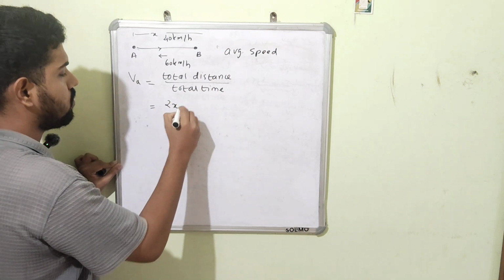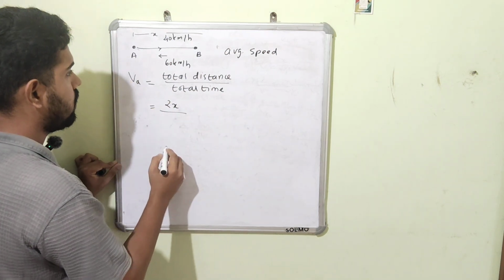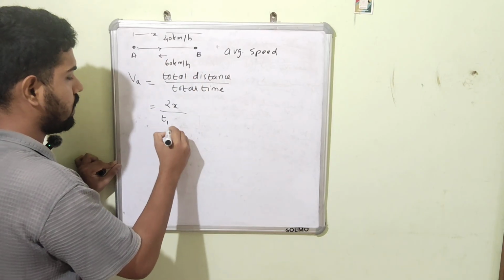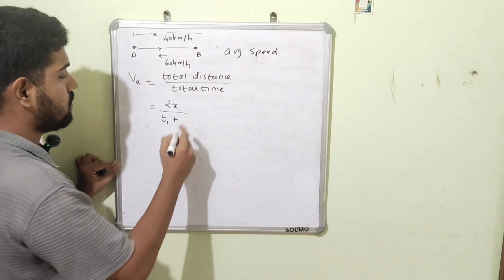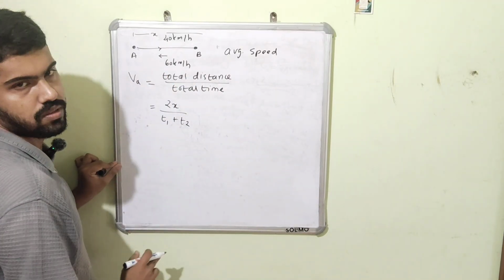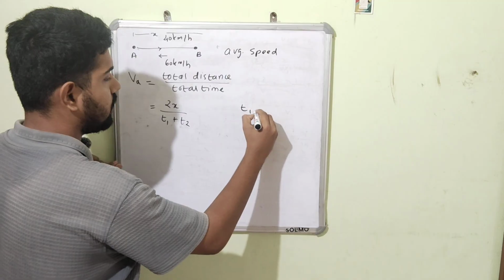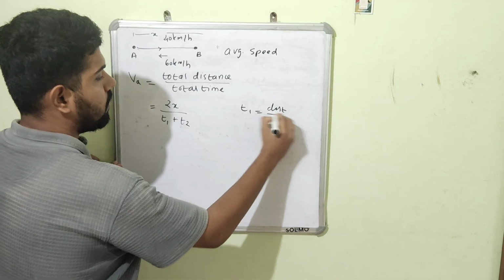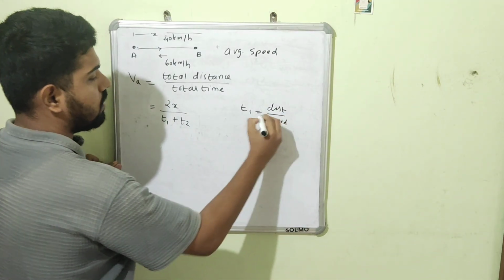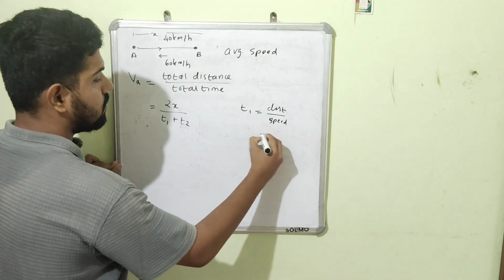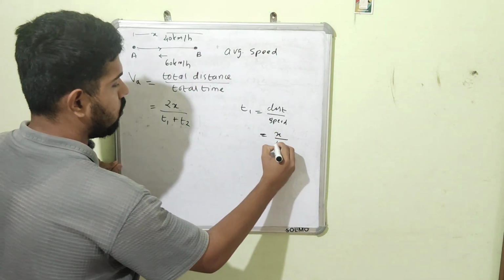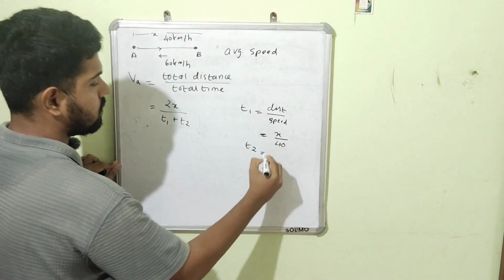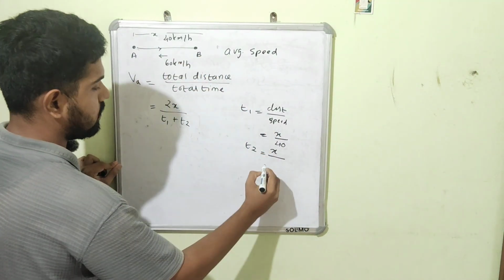So there is total 2x distance divided by, for traveling from A to B, let us assume the time is t1, and for traveling B to A, let us assume the time is t2. So these are two times. Then we have to write what is t1 and t2. For t1 we can write distance by speed is time. So from A to B, distance is x, speed is 40 km per hour. Then t2, again distance by speed, distance is again x, then speed is 60.